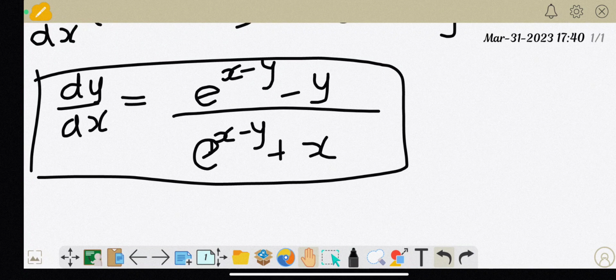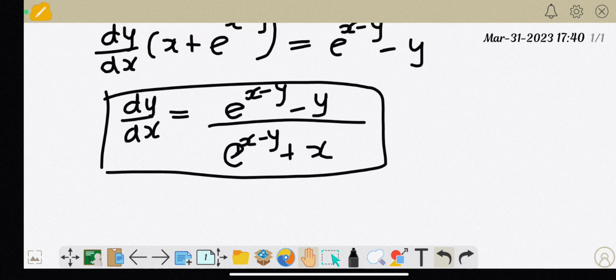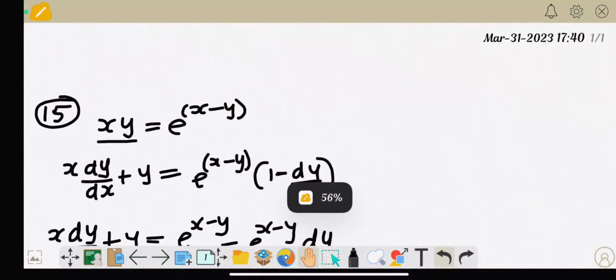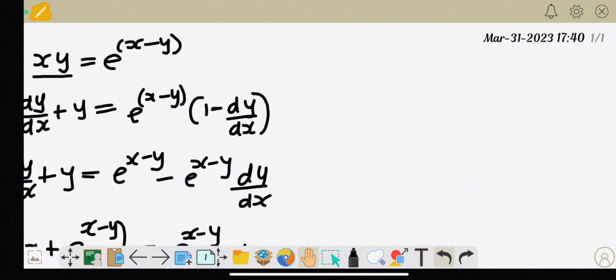Anyways, let it be. So whatever answer I got, it is not matching the textbook answer. Okay, no problem. So we'll do it by applying log on both sides. We'll follow the same method. So when you apply log on both sides, what might happen?